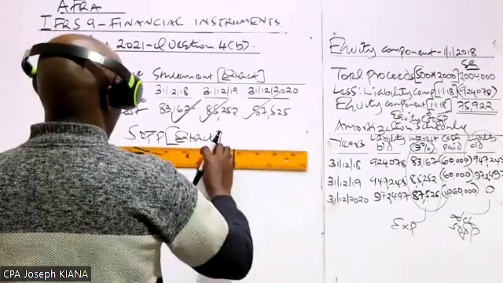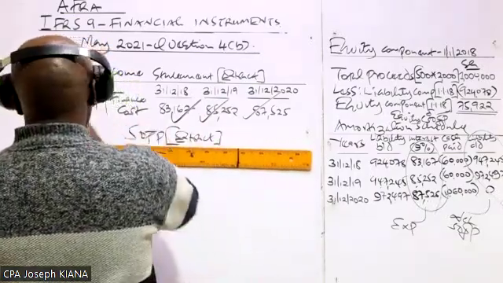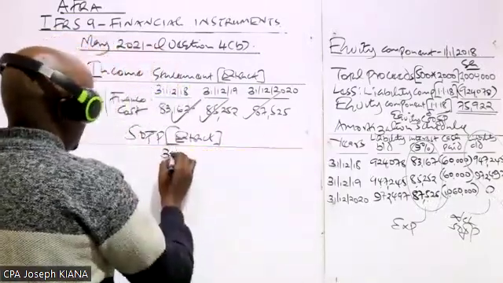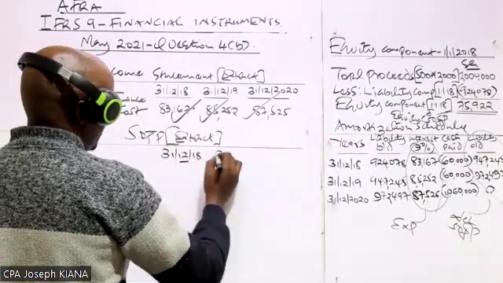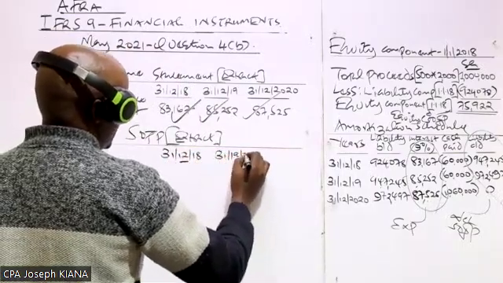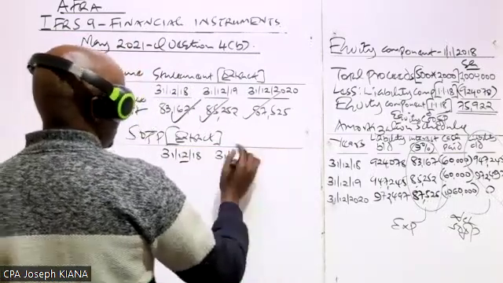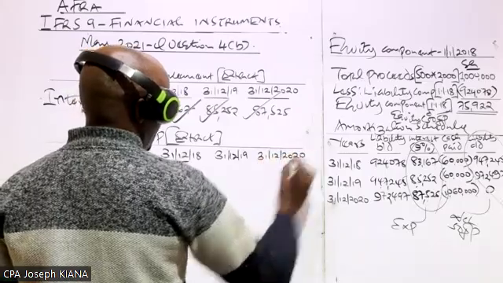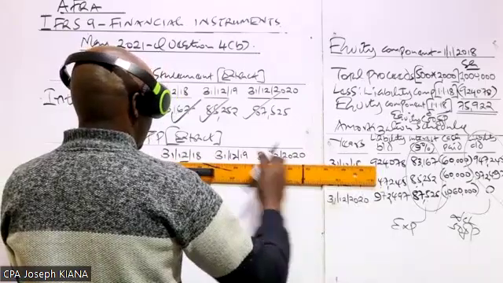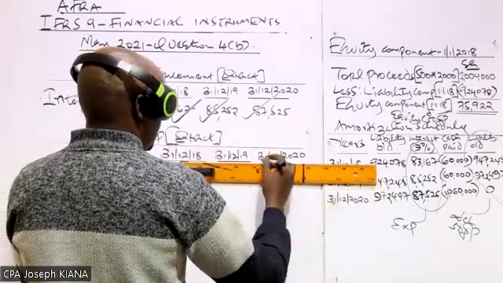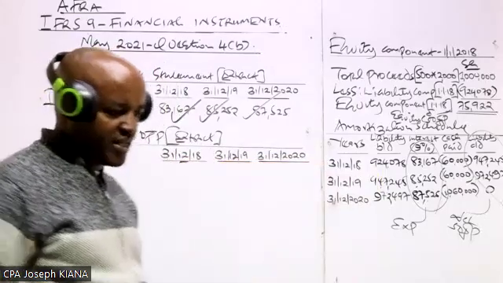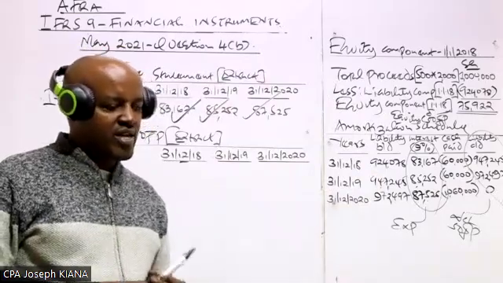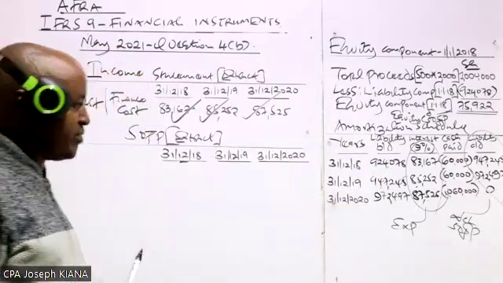Statement of financial position extract. Equally, we need to prepare this for 3 years: 2018, 2019, and 2020. In this case, we have 2 items which were supposed to be recognized here in the statement of financial position.